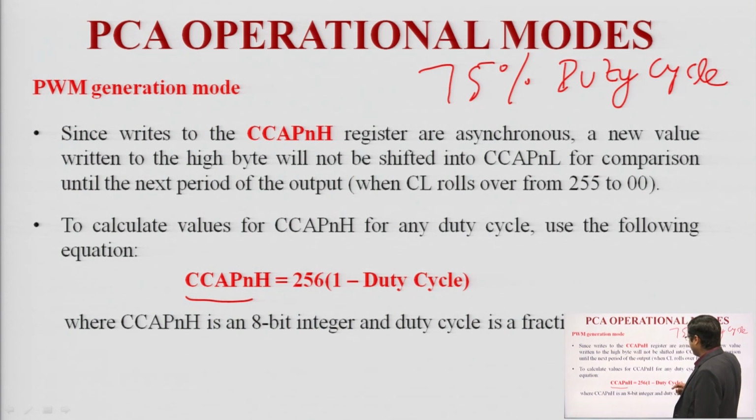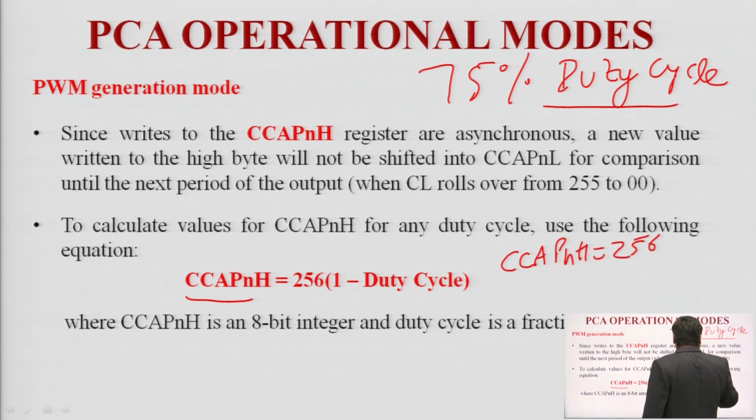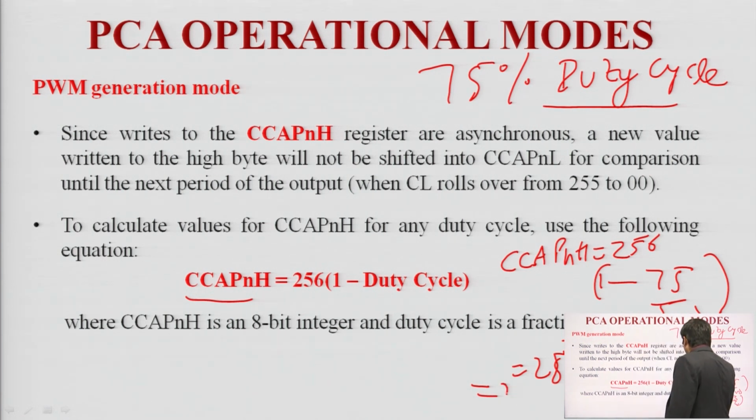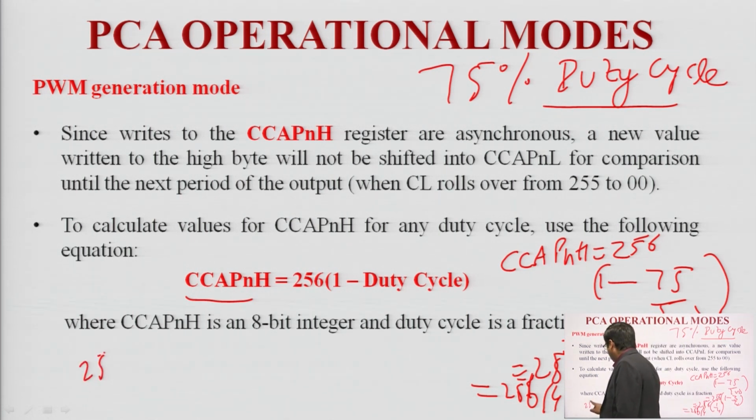What will be the CCAPnH value for a duty cycle of 75%? CCAPnH is equal to 256 times (1 minus duty cycle). The duty cycle of 75% means 75 upon 100, so it is 256 times (1 minus 3 upon 4). That is 256 into (4 minus 3) upon 4, 1 upon 4. So it has the value of 256 divided by 4 for a 75% duty cycle.